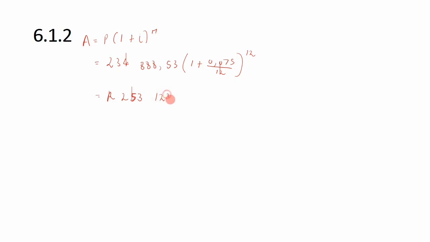So now the formula that we have to use for this one is the compound formula, which is A equals P(1 + i)^n. Then remember, the principal amount now will be the value of the investment after those 145 months, right? So we have 234,888.53, and then 1 plus the interest, which is still the same, 0.075 over 12. But then how many months is that? 1 year, it's only 12 months, right? Then if we calculate here, we get 253,123.44.